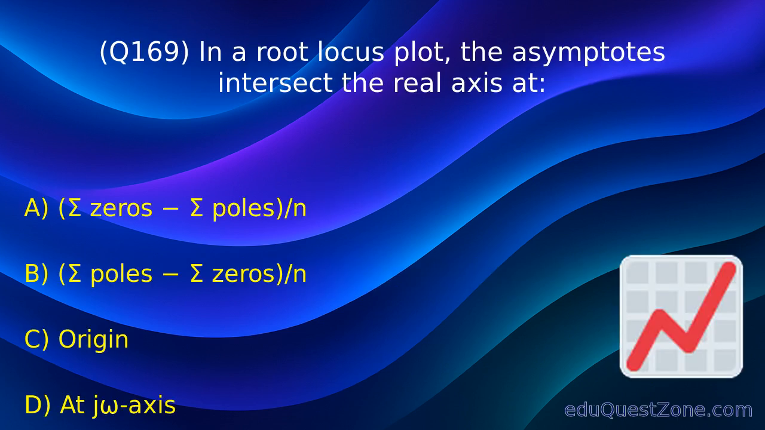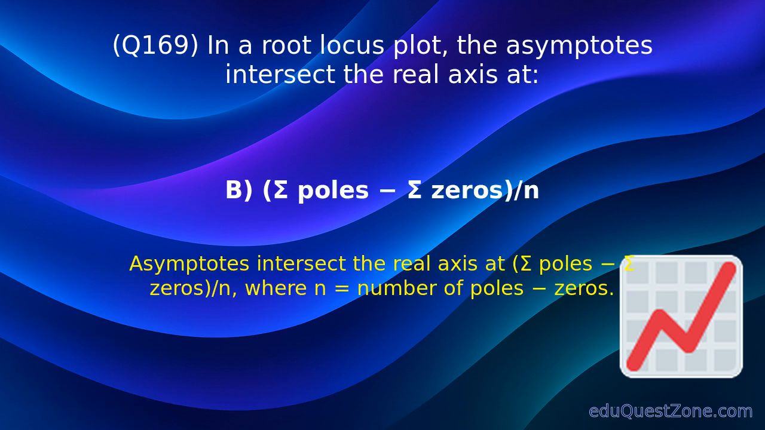Question 169. In a root locus plot, the asymptotes intersect the real axis at? Option B, sum of poles minus sum of zeros divided by n. The intersection is at the sum of poles minus sum of zeros divided by the number of poles minus zeros.